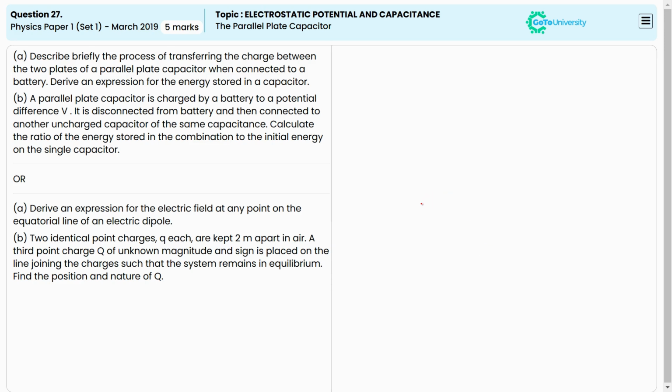Two identical point charges Q each are kept 2 meters apart in air. A third point charge q of unknown magnitude and sign is placed on the line joining the charges such that the system remains in equilibrium. Find the position and nature of q. This is the diagram. Two charges Q, and here the third charge q is at a distance x, and the remaining distance is 2 minus x. The total distance is 2 meters.